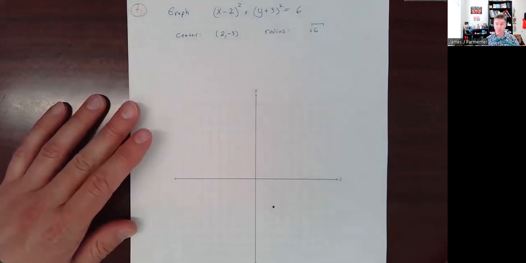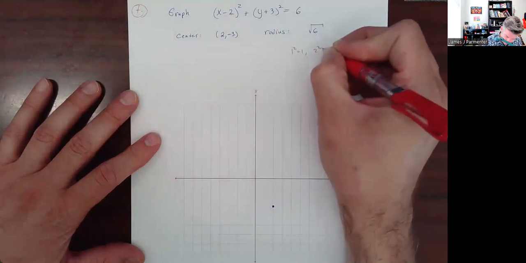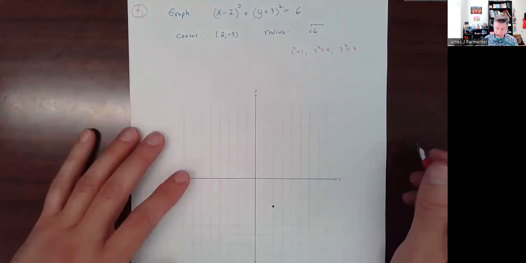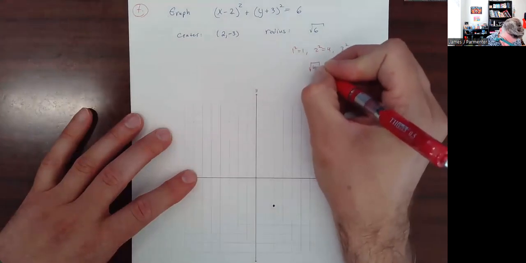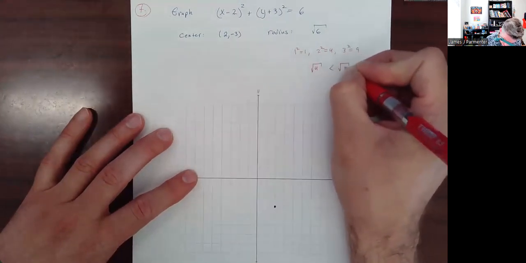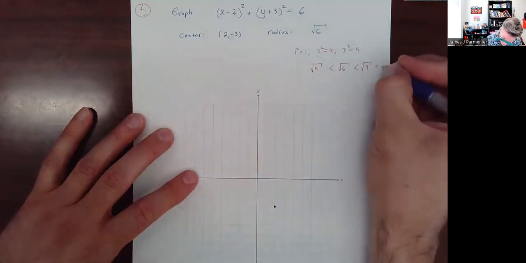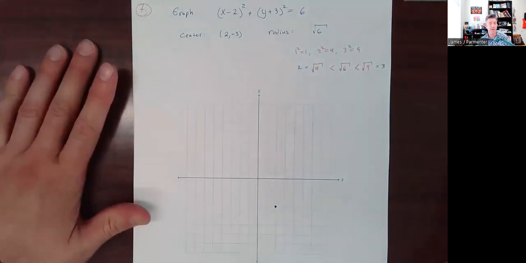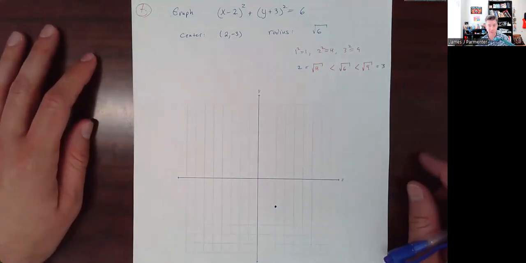This is where you kind of need to know what numbers it's between. I'm going to point out that 1 squared is 1, 2 squared is 4, 3 squared is 9. So I think the square root of 6 is between 2 and 3, because the square root of 4 is 2, which is less than the square root of 6, and that's less than the square root of 9, which is 3. I don't need to use a calculator. I certainly could, but all I really want to know is that it's between 2 and 3. It's approximately 2 point something.